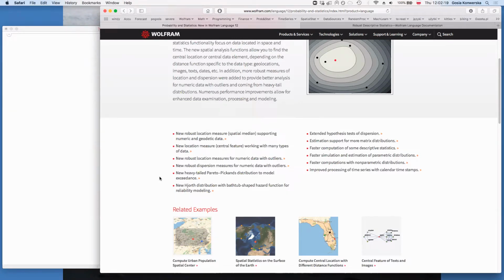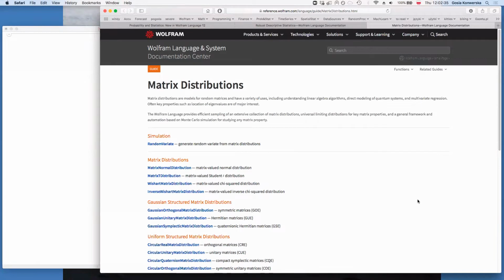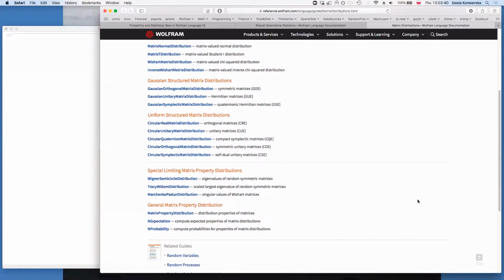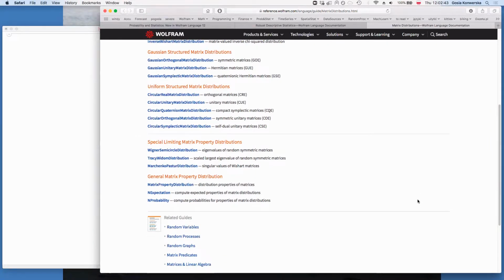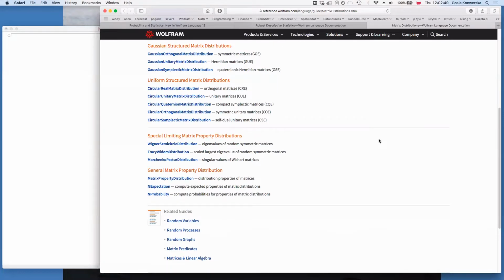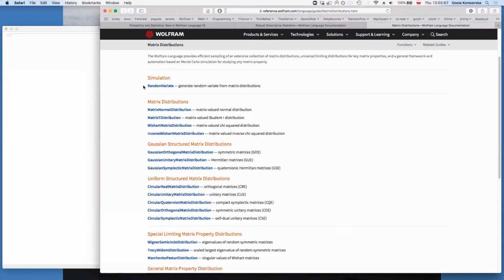We also added some support for the hypothesis test of dispersion, and completed support for the estimation of matrix distributions. You've never seen the matrix distributions in Wolfram Language, so we also have a guide page for these, with all the collections for the matrix-valued distributions, and then special property distributions. All of these work in the probability and statistics framework as a distribution, so they work with expectations and probability, and also with random variates for simulation.